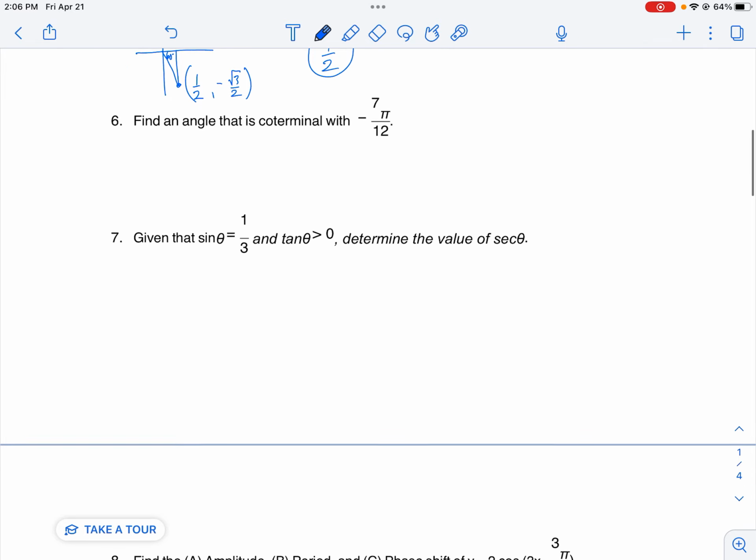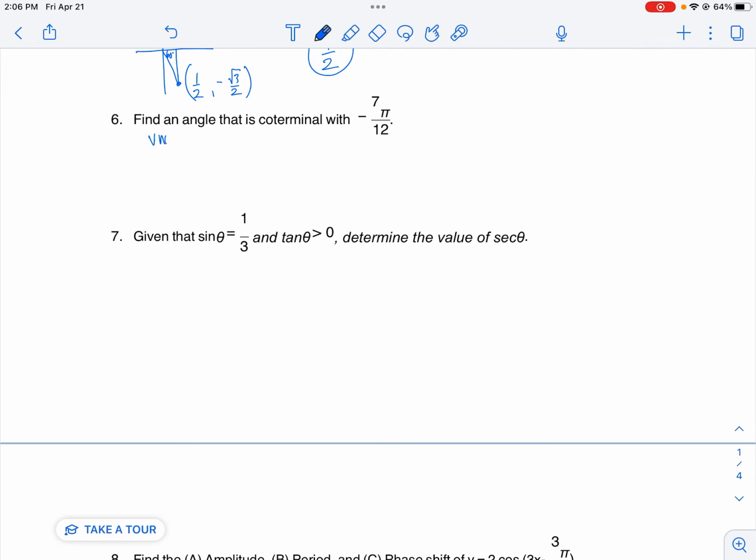Now I'm thinking here back still in the unit circle for number 6, to find an angle coterminal. Well, terminal means end, and co means together or shared. So I'm looking for an angle, okay, that's coterminal or ends in the same place as -7 pi over 12.